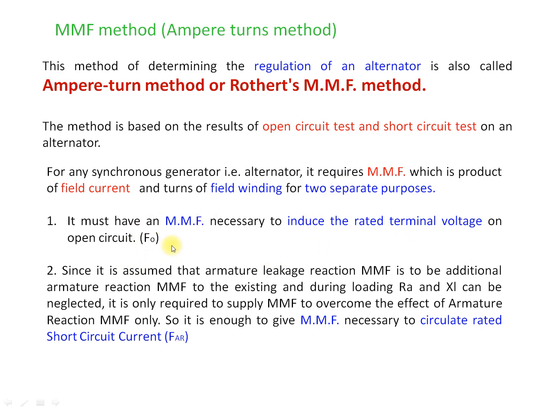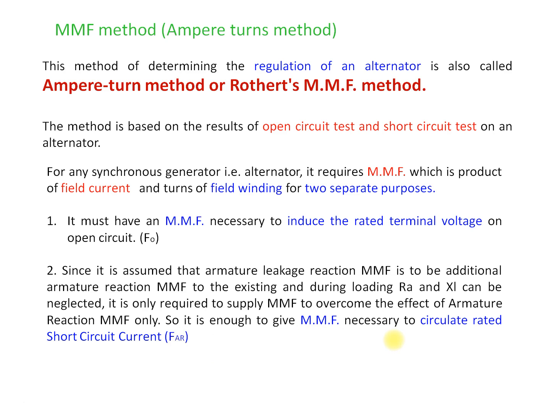So that is the first thing which we need to find out. The second thing is the MMF value, which is necessary to calculate the rated short circuit current, that is the FAR. This particular value can be found out from the short circuit test.